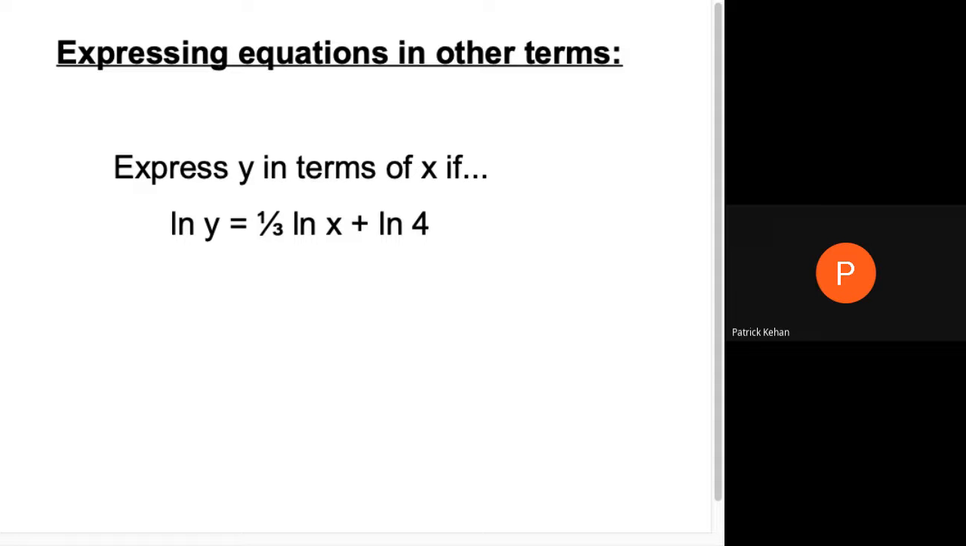All right, so we are back with section 5.6.3 today. We're going to cover a few examples that should allow you to get through the assignment tonight. So we'll start with this first one here, and what it says is express y in terms of x, if natural log of y equals 1/3 natural log of x plus natural log of 4.